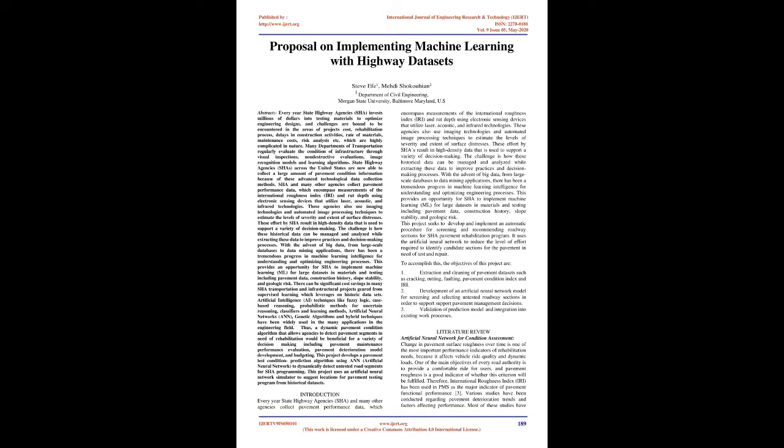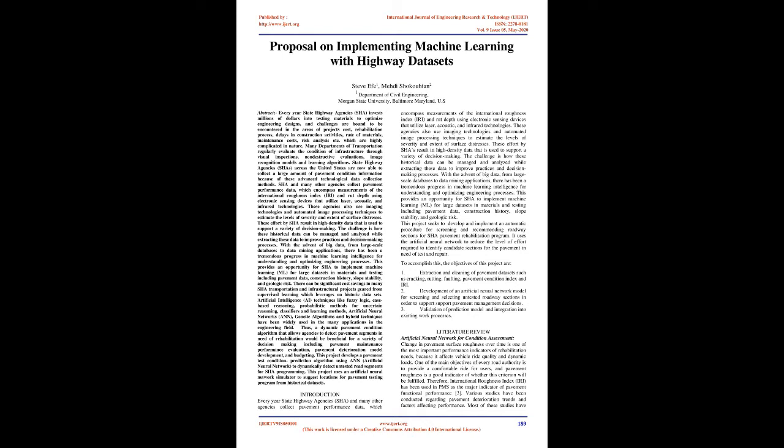Many departments of transportation regularly evaluate the condition of infrastructure through visual inspections, non-destructive evaluations, image recognition models, and learning algorithms. State highway agencies, SHAs, across the United States are now able to collect a large amount of pavement condition information because of these advanced technological data collection methods.